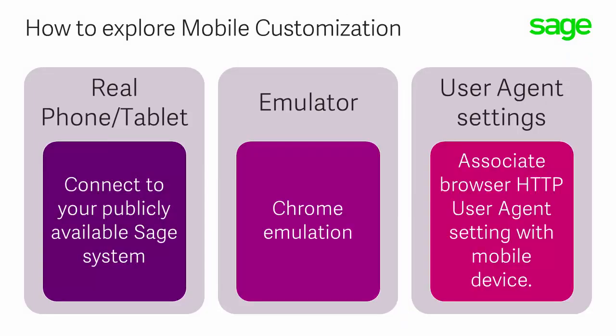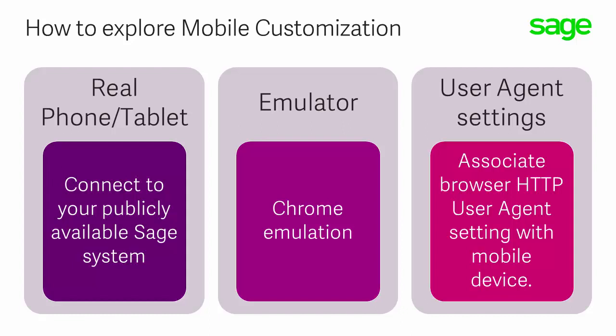What we're thinking about here is how we're going to be able to understand and test and prove to ourselves the way in which the mobile optimized theme is generated. Now we can obviously do this using a real phone and a real tablet, connecting to our Sage system and then taking it from there. But that's not necessarily the most convenient thing, especially within a development environment.